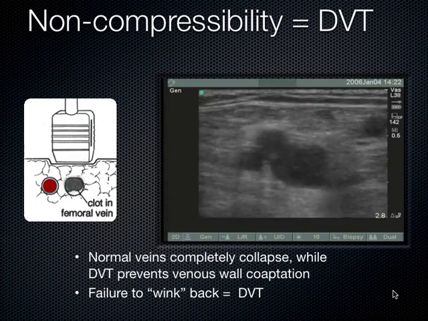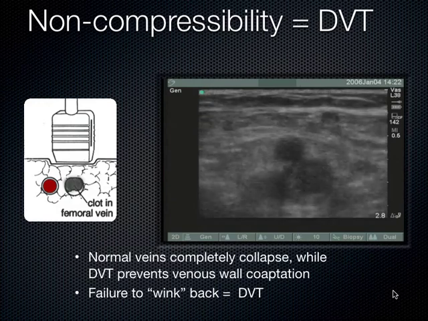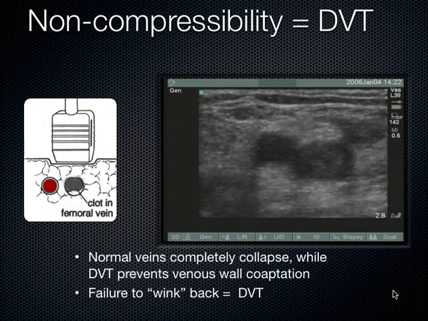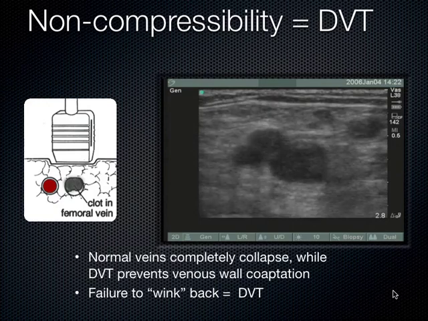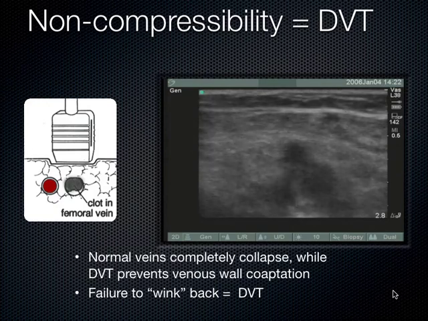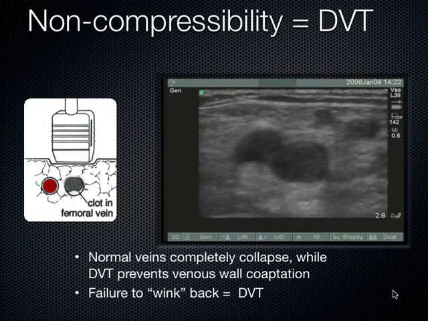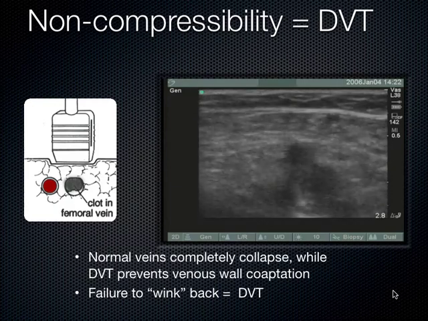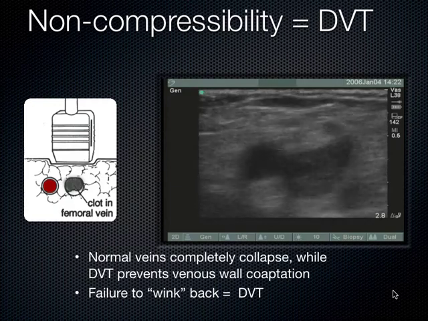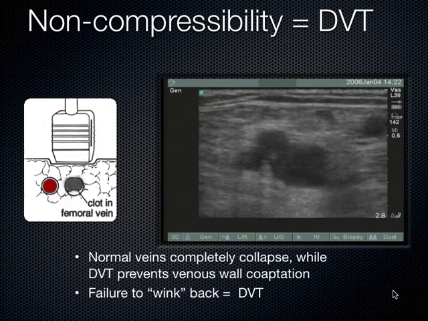So it's really the compressibility more so than it is the echogenicity of the thrombus. And that's a really important distinction to make. Just because you don't think you see one there, it's really all about the compression. And you've got to push pretty hard to get it to compress. If it doesn't wink back, there's a DVT.